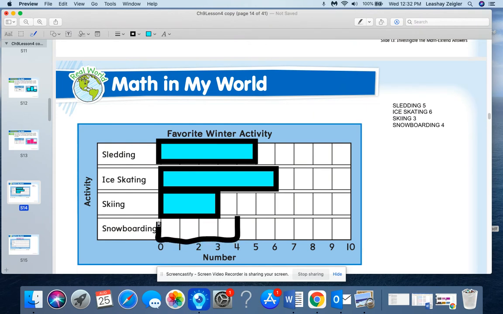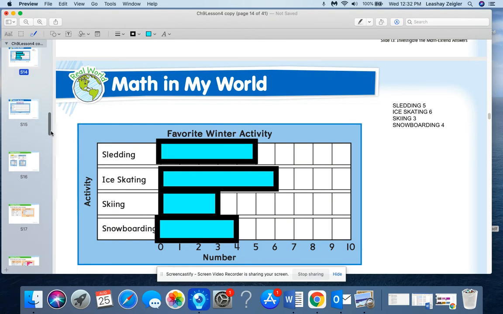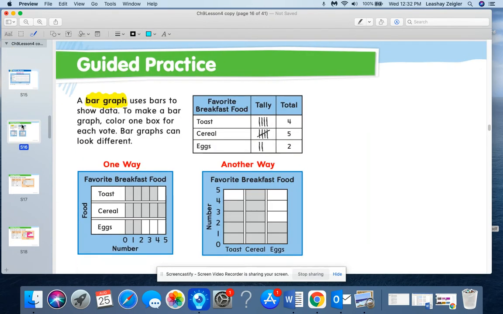You have this, by the way, in your book. Please make sure that you're completing this with me. In your book, it is on page 549. So that's what it should look like. You should have those shaded in using that data that we have. Okay, once you do this, please make sure that you take a picture of it and send it to me so I can see your work. Then we're going to jump into some guided practice.